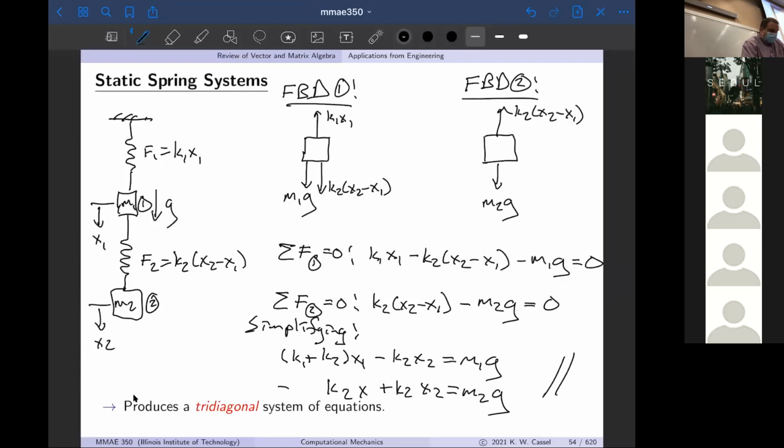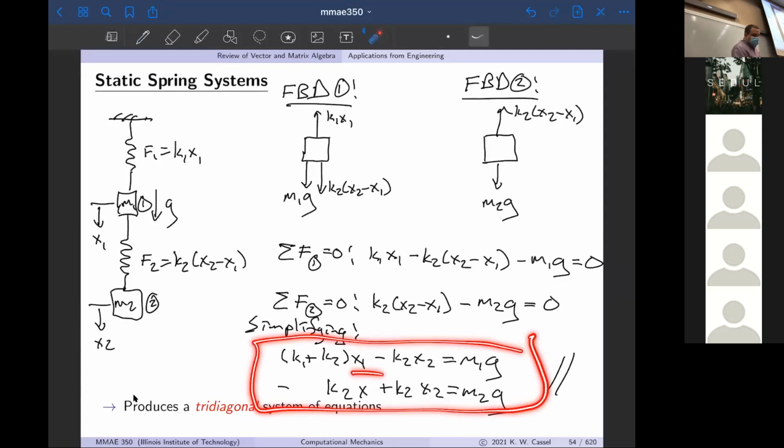So once again, I asked a physical question. I want to know, what are the locations of these two masses given their masses, as well as the forces in the spring above and below. In order to solve for x1 and x2, those positions, I have to solve these two equations for these two unknowns. And it's a matrix problem.